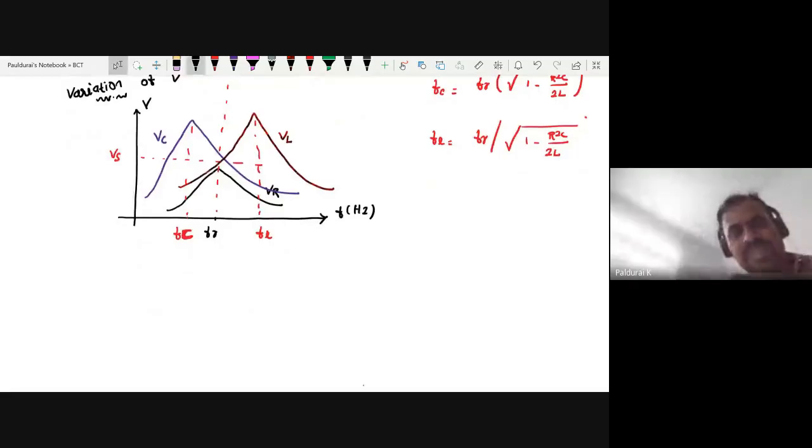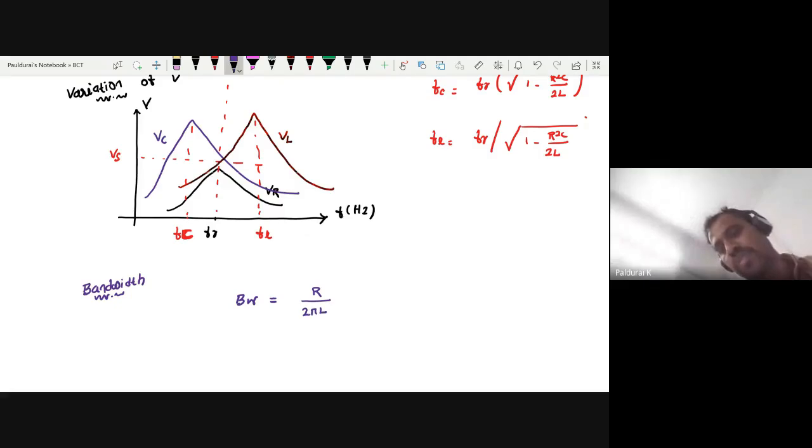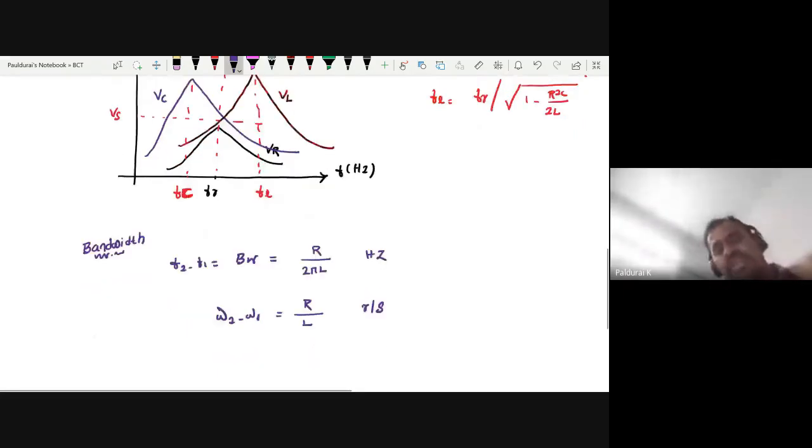Then what did we discuss? First is series resonance, then variation. What's the third topic? We started with bandwidth. Do you know how to calculate bandwidth? What is the formula for bandwidth? Bandwidth is given by R divided by 2 pi L in terms of hertz. It is actually F2 minus F1, or FH minus FL. In terms of radian per second, it is R by L. So this is omega 2 minus omega 1, or omega H minus omega L, that we derived.